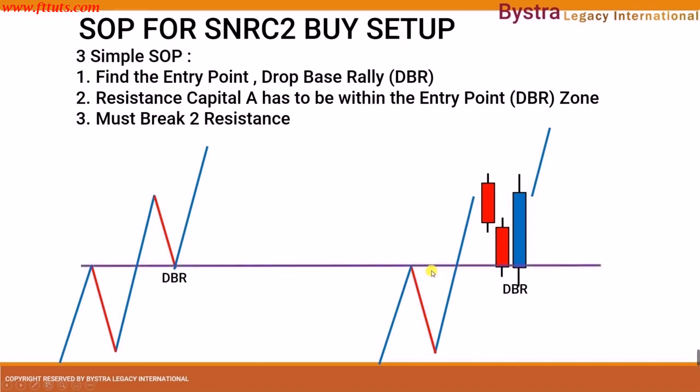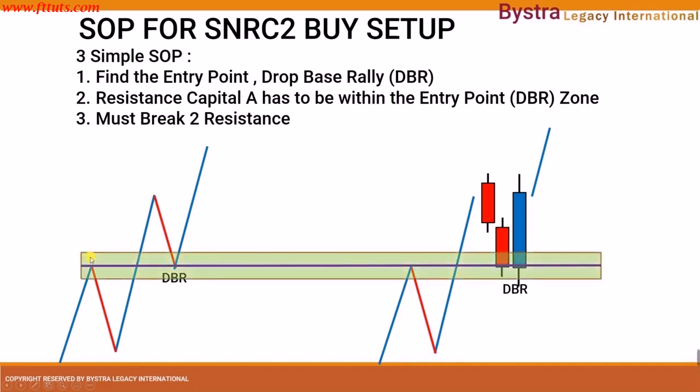So what we should do is, we should mark a horizontal line at the capital A. Very important, the capital A in this case is the resistance. Very good, guys. So next, what should we do? We mark the zone. So for this SNRC2, how do we mark the zone? It is a little bit different than the SNRC1. The SNRC1 will mark the zone according to the body base of the drop-based drop or the rally-based rally. For SNRC2, there is no specification of how you want to mark the zone.